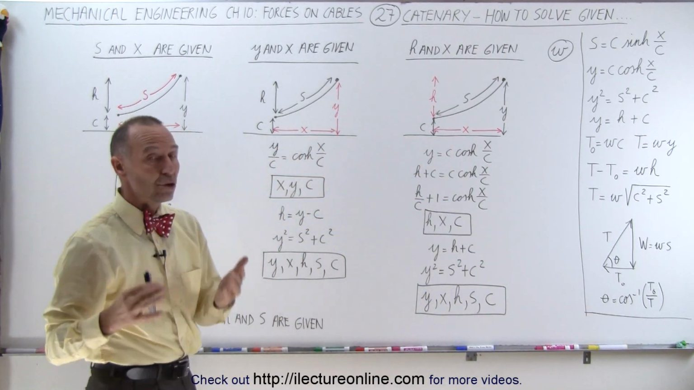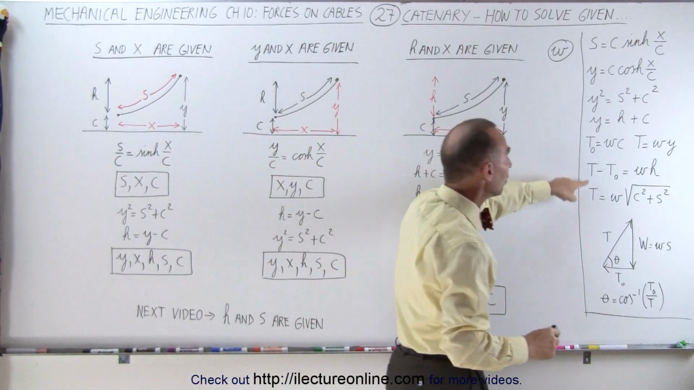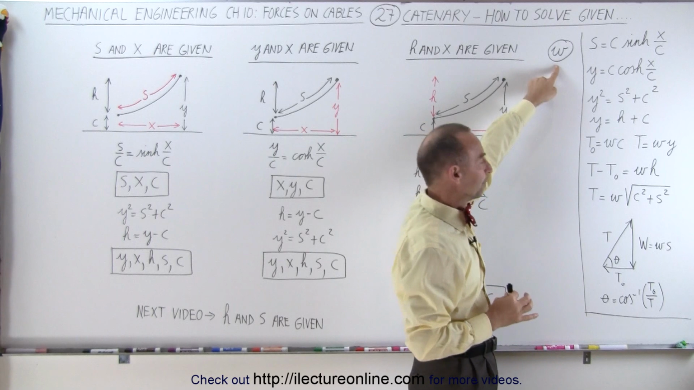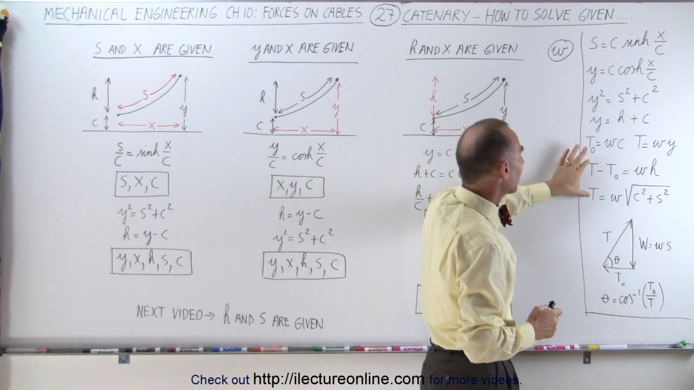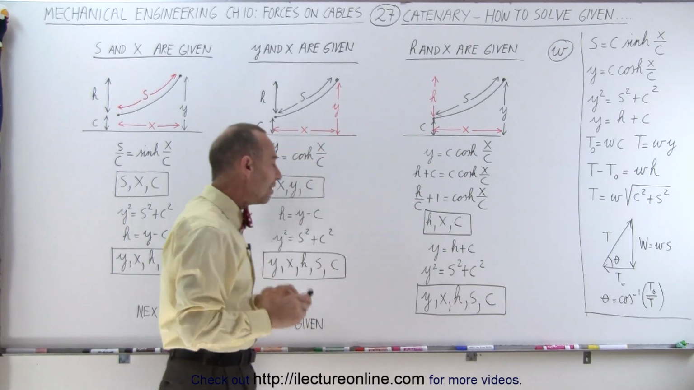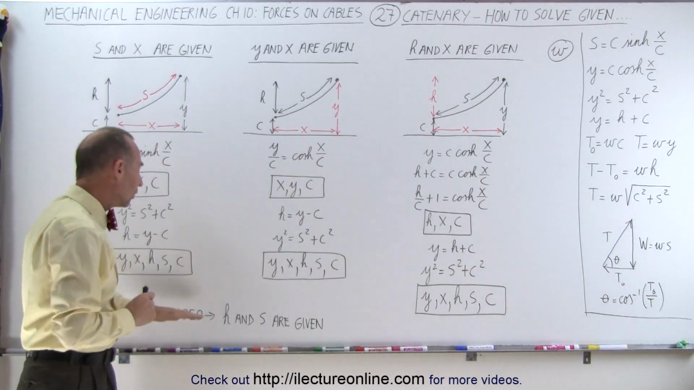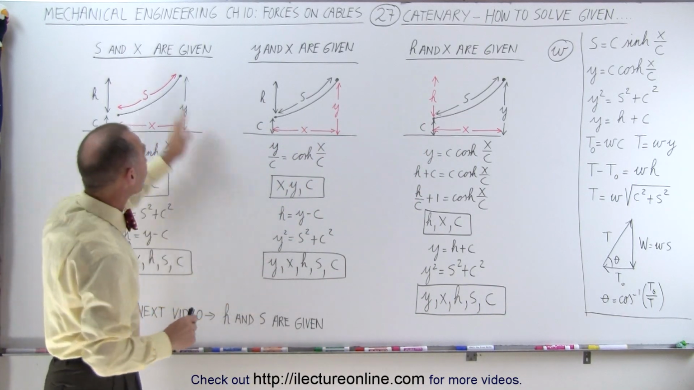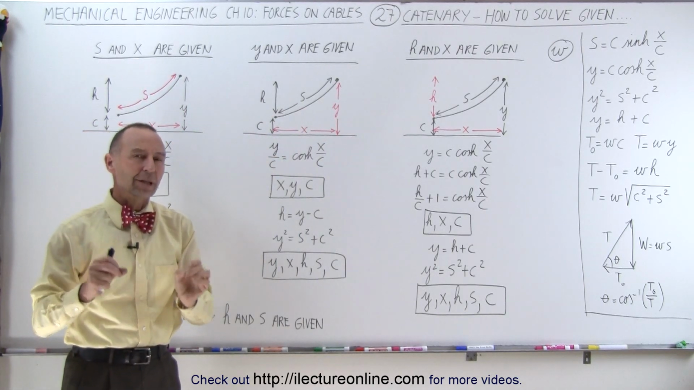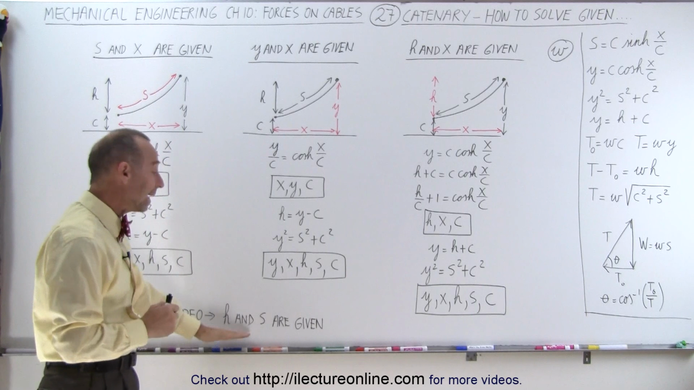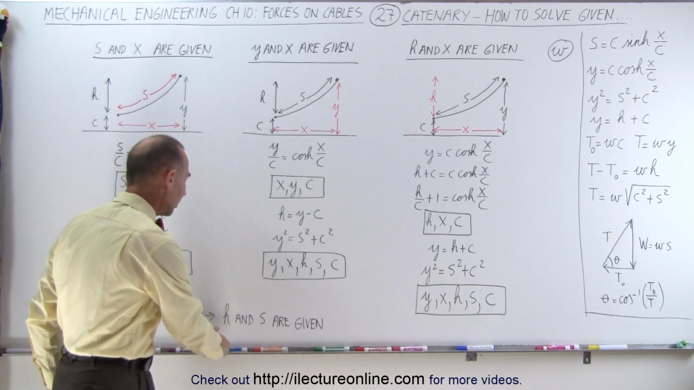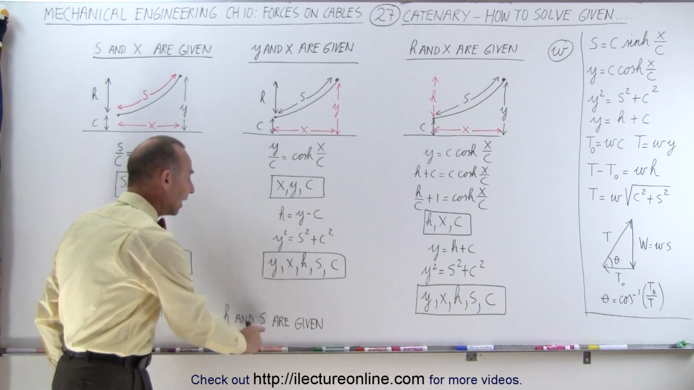If they're expecting you to also find the tension in the cable, they're also going to have to give you the weight per unit length. If they don't give you that, you cannot find the tension in the cable at various points in the cable. And finally, they can also give you h and s, which is not one of the 3 examples right here, and that one you have to solve a little bit differently. So in that case, we're going to have another video specifically showing you how to solve the problem if they give you h and s.